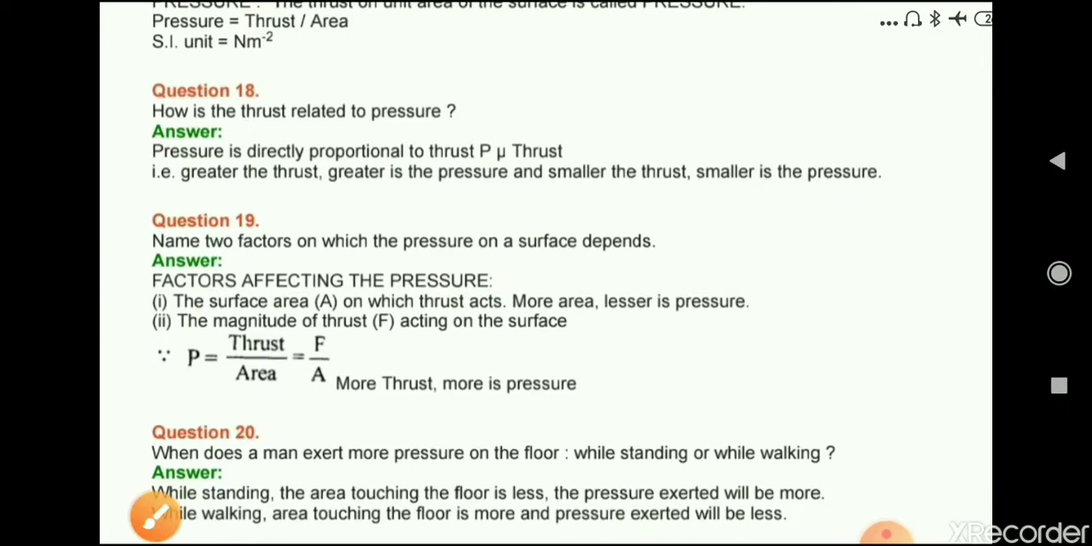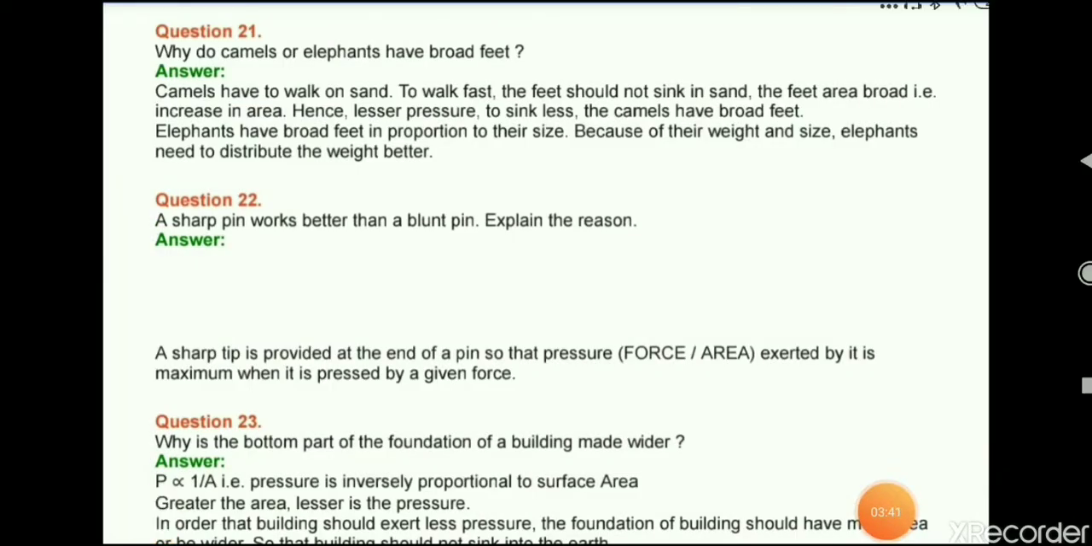Next question. When does a man exert more pressure on the floor, while standing or while walking? While standing, the area touching the floor is less, so the pressure exerted will be more. While walking, the area touching the floor is more, and the pressure exerted will be less.